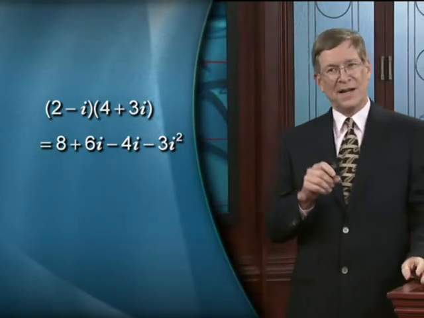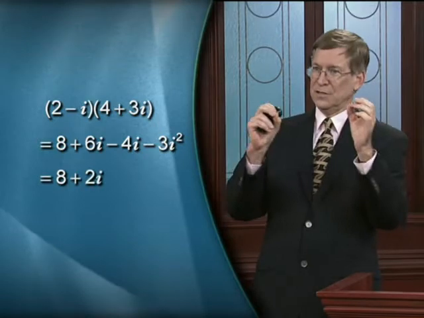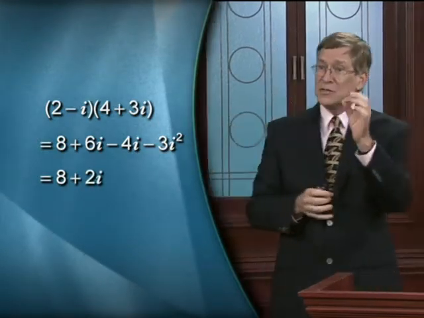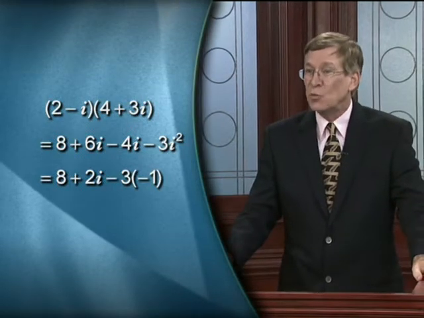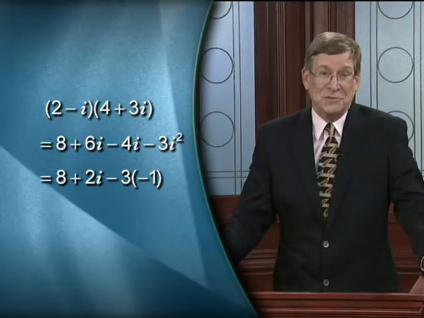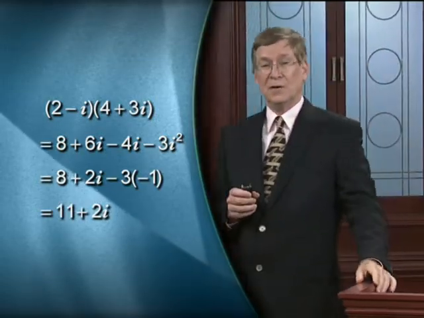So let's go to the next line. It's 8. 6i minus 4i is 2i. And then minus 3i squared is minus 3 times minus 1, which means plus 3. And so your final answer is 11 plus 2i. So the only thing to keep in mind here is when you multiply complex numbers, whenever you see i squared, replace it with minus 1.